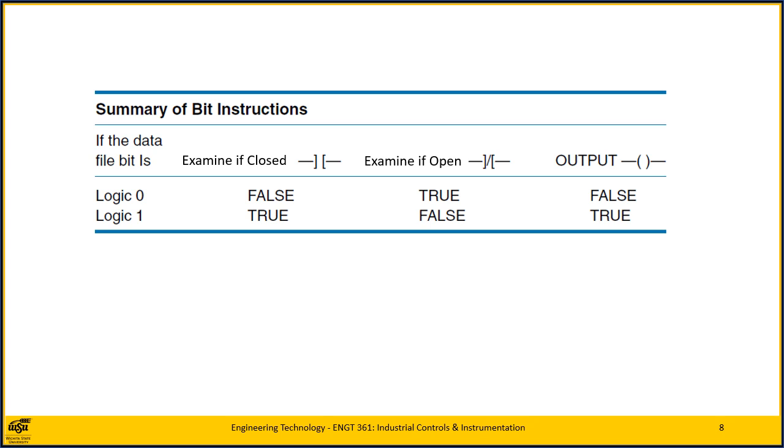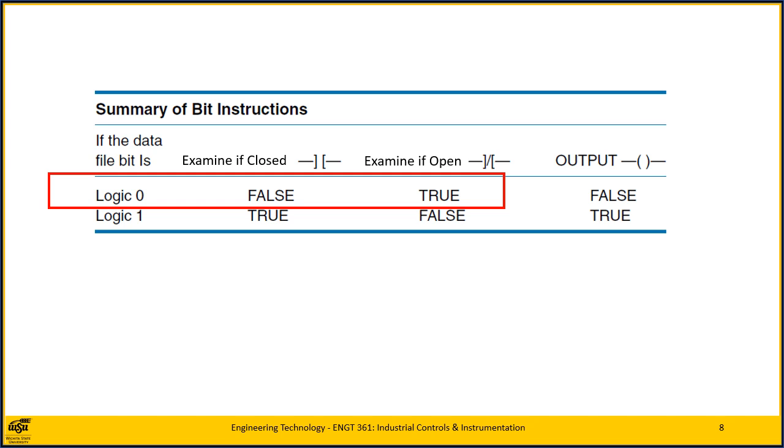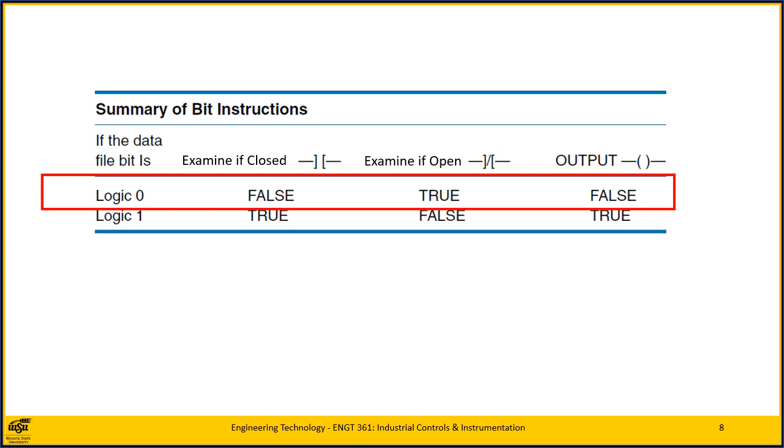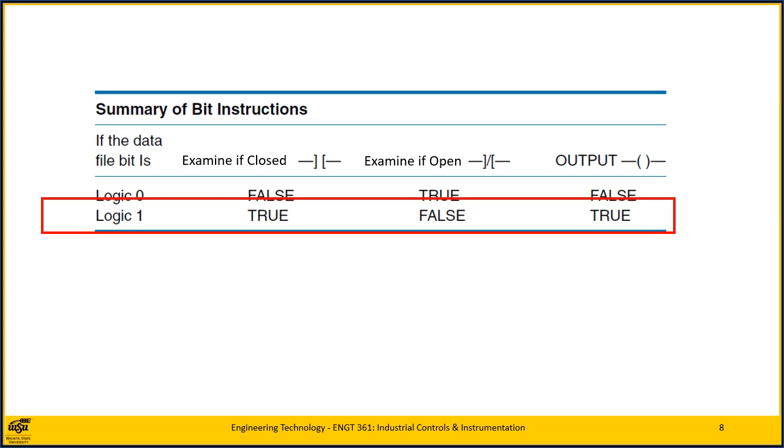The operation of the 3-bit instructions is summarized in this table. If the bit referred to for these instructions is a 0, then the examine if closed XIC instruction will be false, and the examine if open instruction will be true. If the bit referred to for these instructions is a 1, then the examine if closed instruction will be true, and the examine if open will be false. If the output is false, the bit associated with it will be a 0. If the output is true, the bit associated with it will be a 1.